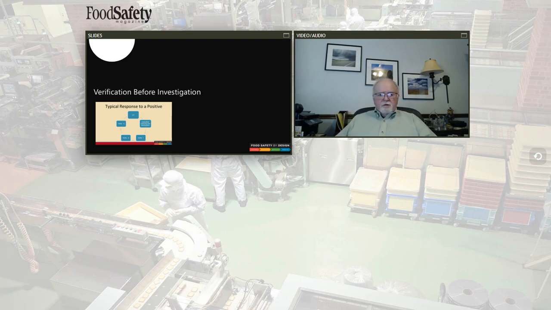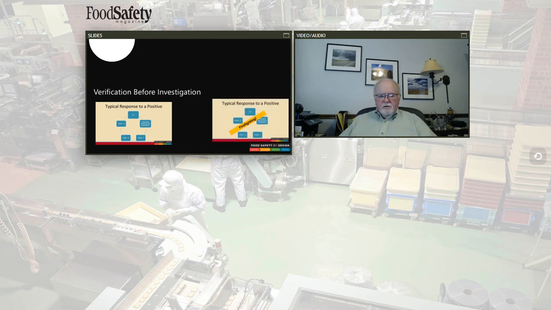Getting 3 negatives in a row on a transfer point is not the goal. The first step after a positive is to gather evidence to determine why the site was positive. This is the seek part of the seek and destroy process. Verification comes after the root cause has been determined. Just because you get 3 negatives in a row is not an assurance that the problem has been eliminated. That's a destroy part. Cleaning and going into verification before thorough investigation is firefighting. This simply is destruction of evidence.